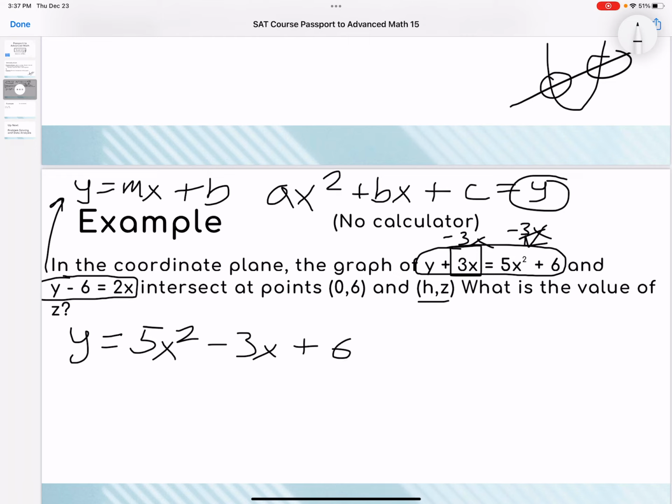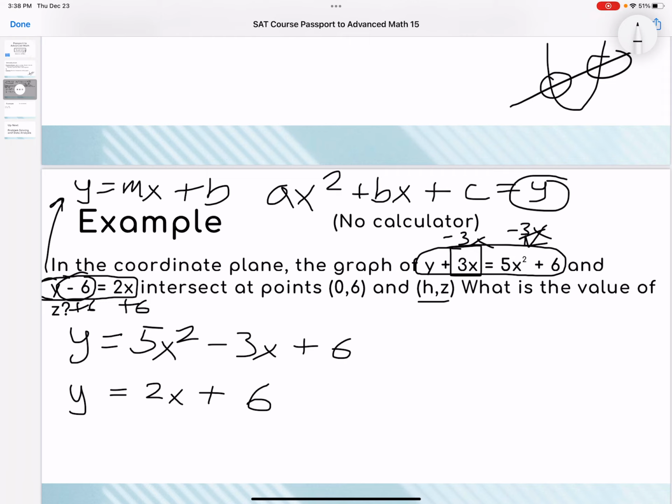And then for our linear equation, it looks like the only thing we need to do to get that y alone is to move that 6 that's being subtracted currently. So in this case, we'll add 6 to both sides of that equation, and it will result in y is equal to 2x plus 6. All right, so now we've got two separate equations that are both equal to y. The next step is to make them into one unified equation.